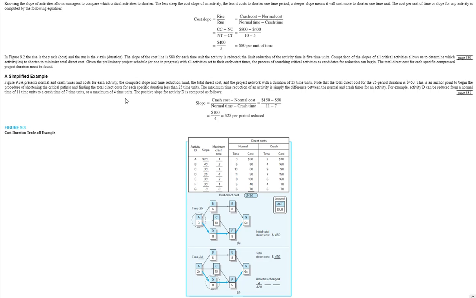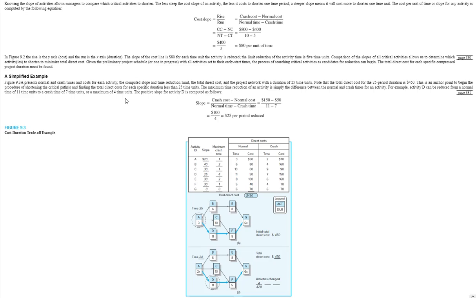Let's now take a look at project crashing in practice. How does it work? The first thing you need to know is how much does it cost to reduce a critical path activity by a given period of time? That's a good question. And the answer is, in a real life project, you don't know. You need to analyze that as the project manager or a project team member. For practice in project management courses, typically you're given these numbers.